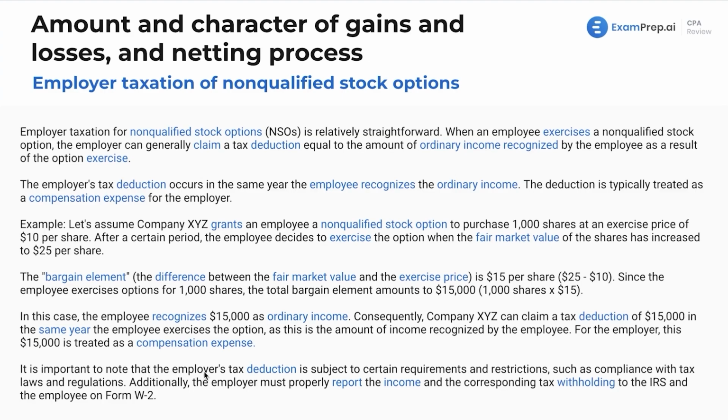It's important to note that this employer tax deduction is subject to certain requirements and restrictions, such as compliance with tax laws and regulations, not too important there. However, this next line, additionally, the employer must properly report the income and the corresponding tax withholding to the IRS and the employee on Form W-2. So there we go. That is important because we could see W-2 in the form of an exhibit on a sim. And now you know, watch out for that.